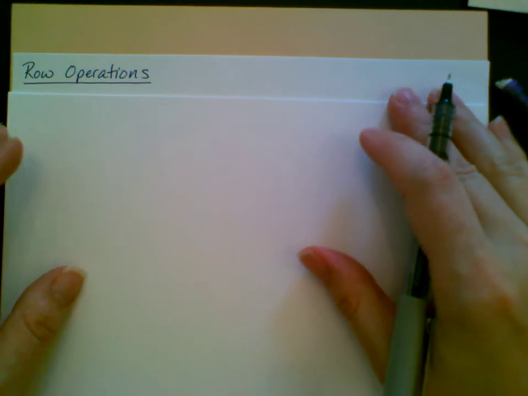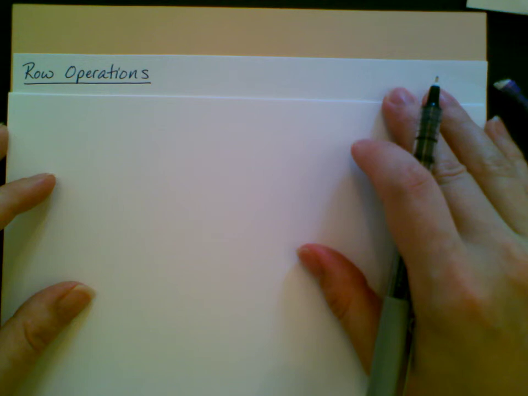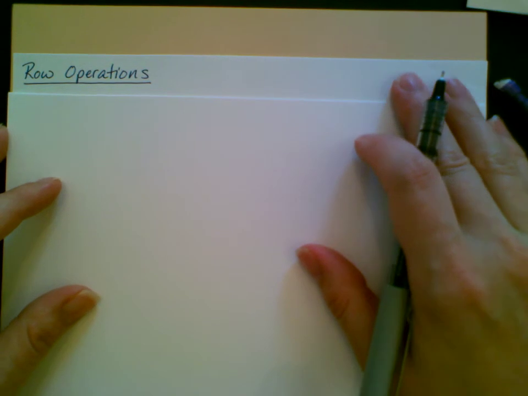Okay, this video is on matrix row operations. These are operations that we perform on the rows of a matrix. Well, you should have downloaded and read over the reading, which is really just a list of the row operations that we will be using.